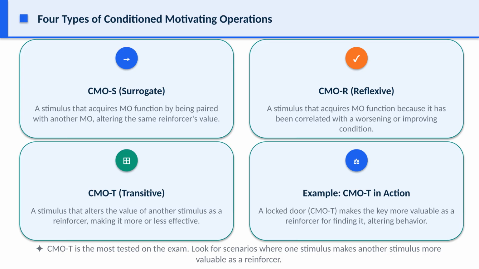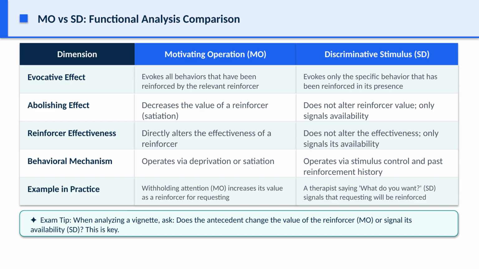Understanding this distinction is critical for designing effective interventions. Let's clarify a critical distinction for the BCBA exam: the difference between motivating operations and stimulus control. While an MO alters the value of a reinforcer, like how withholding attention makes it more valuable, evoking any behavior that has previously earned attention, a discriminative stimulus does not change reinforcer value.